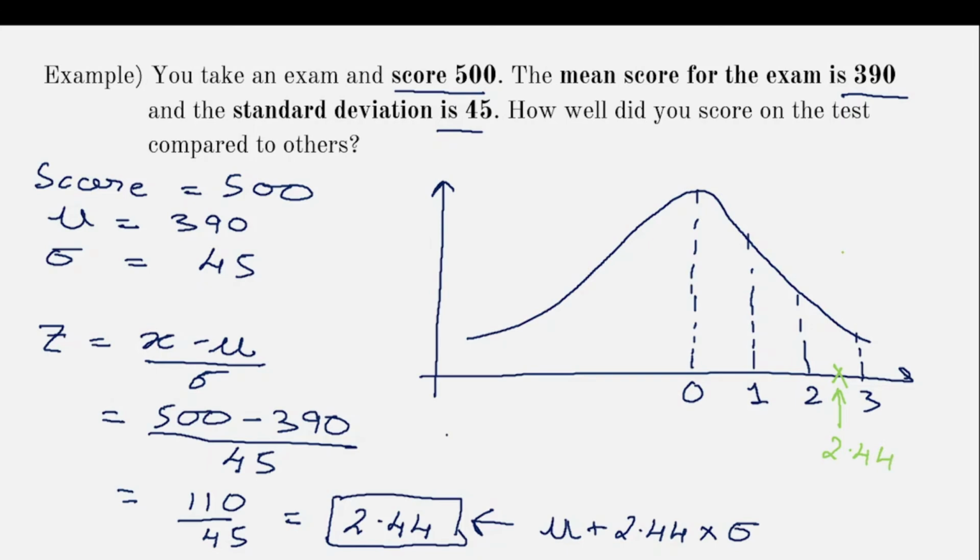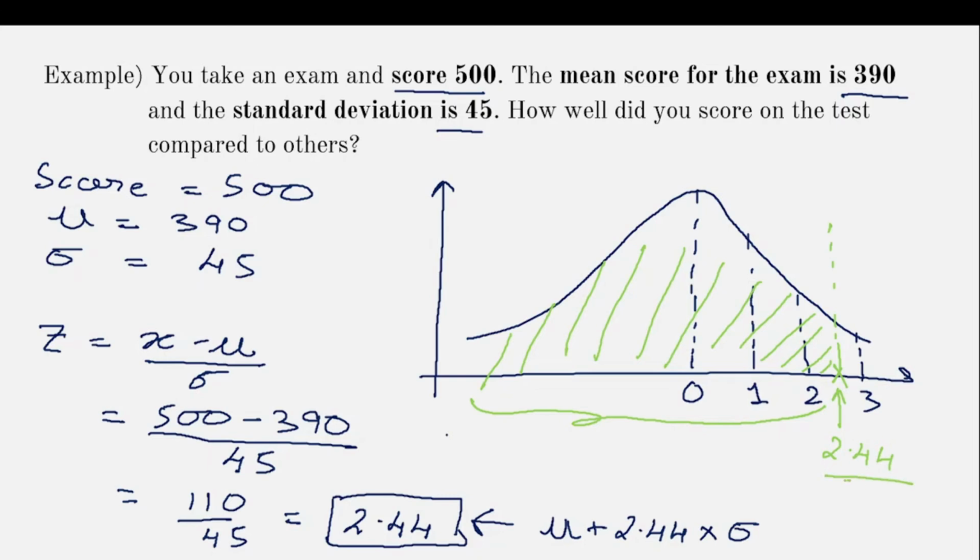Now in order to find how well the student scored as compared to other students, I need to calculate this area. So this entire area will give us the percentage of data points that fall below 2.44 z-score. To get this area, we take the help of the z-table.